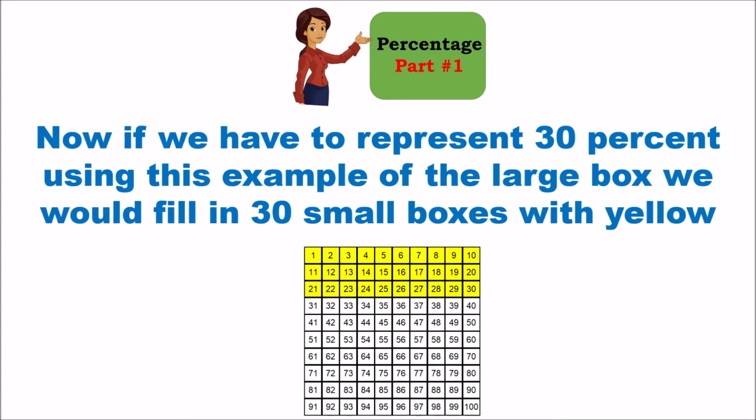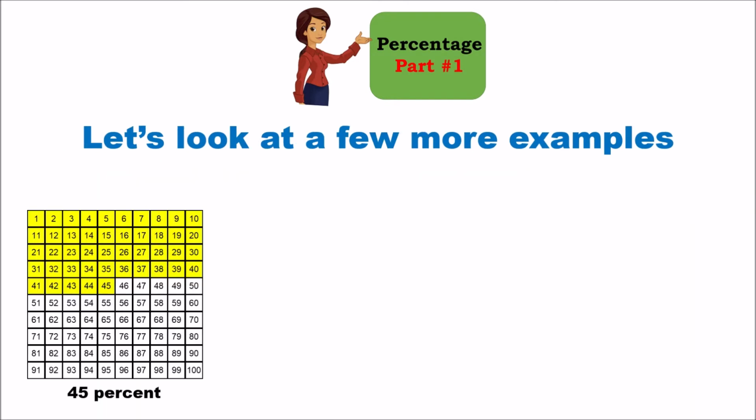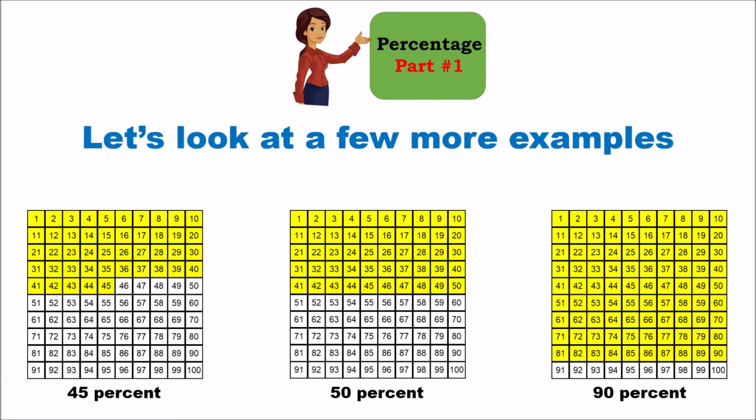Now, if I were to color in 30 small boxes, we can say these are 30%. Let's look at a few more examples. If we were to color in 45 boxes, we would be saying this is 45%. If we were to color in 50 boxes, we would mean 50%. If we were to color in 90 boxes, we would mean we are looking at 90%.